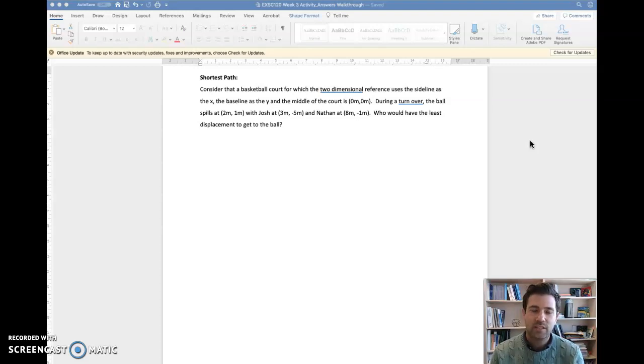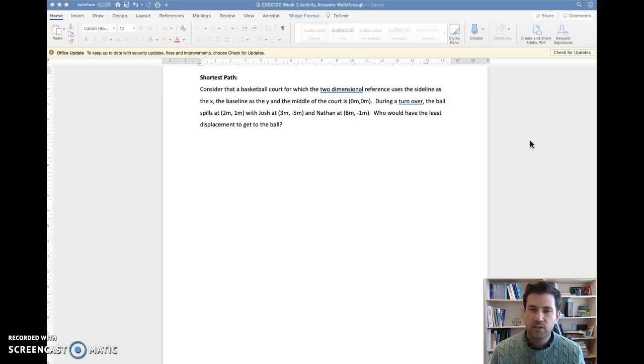So the next question here is shortest path, and basically we've got a situation where on a basketball court we've got coordinate systems, we've got two players and a spilt ball. We're trying to figure out who's closest to the ball when that ball is spilt. So if the middle of the court is 0, 0, you can kind of draw your coordinate system there.